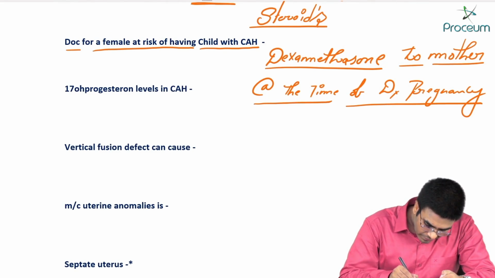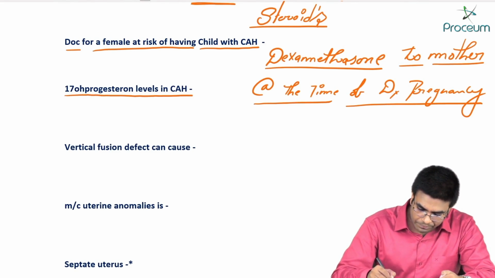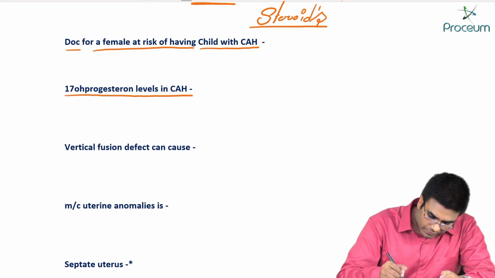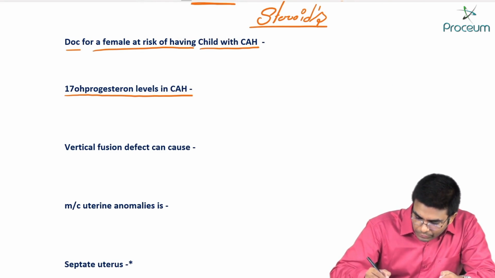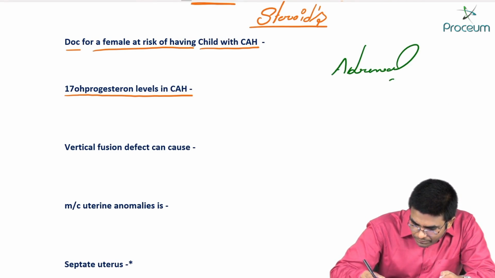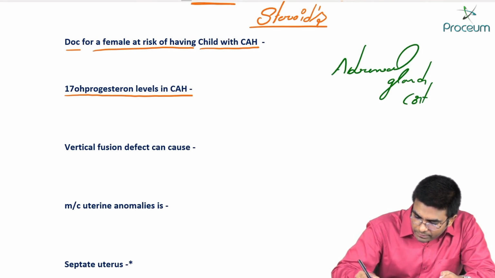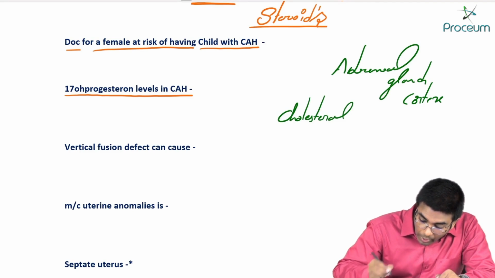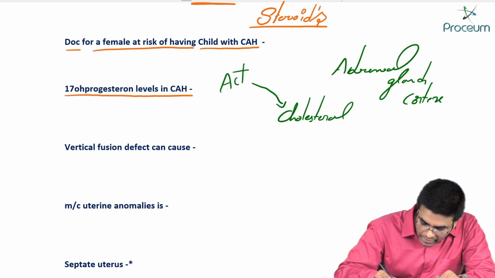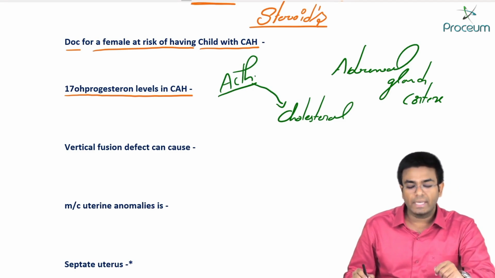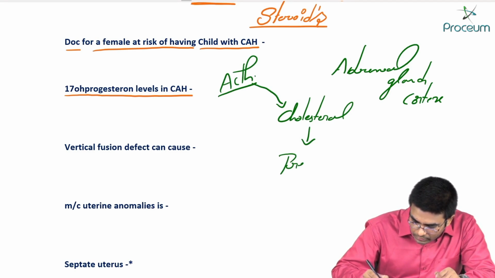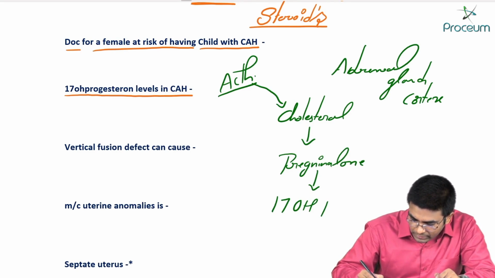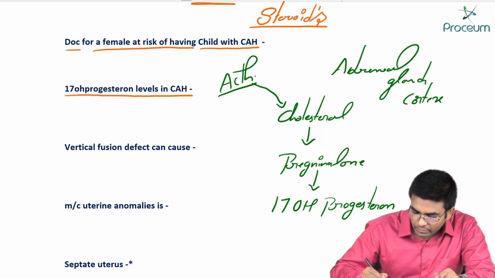Now, let's talk about 17-hydroxyprogesterone levels. Guys, remember, you have to know a basic concept. See, usually in the adrenal gland, that is why I am talking about the adrenal cortex, under the action of adrenocorticotropic hormone from the pituitary gland, cholesterol will be converted into pregnenolone. Now this pregnenolone will be converted into 17-hydroxyprogesterone.